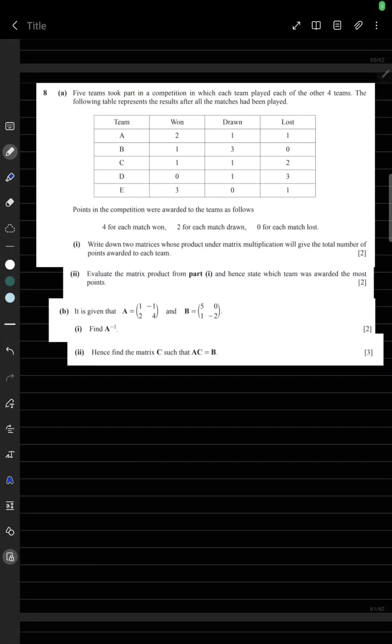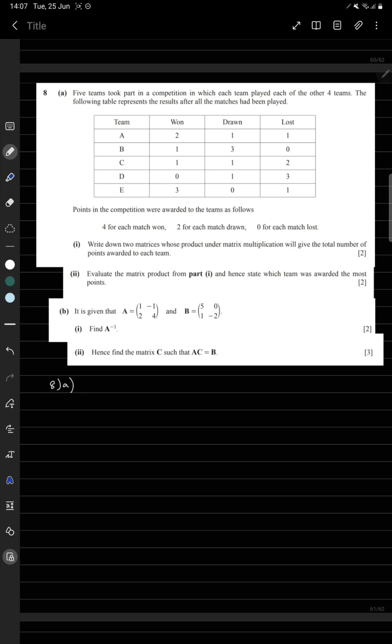Right, now we're moving on to question number 8. So 8a, it says here in the question that 5 teams took part in a competition in which each team played each of the other 4 teams. The following table represents the results after all matches had been played.